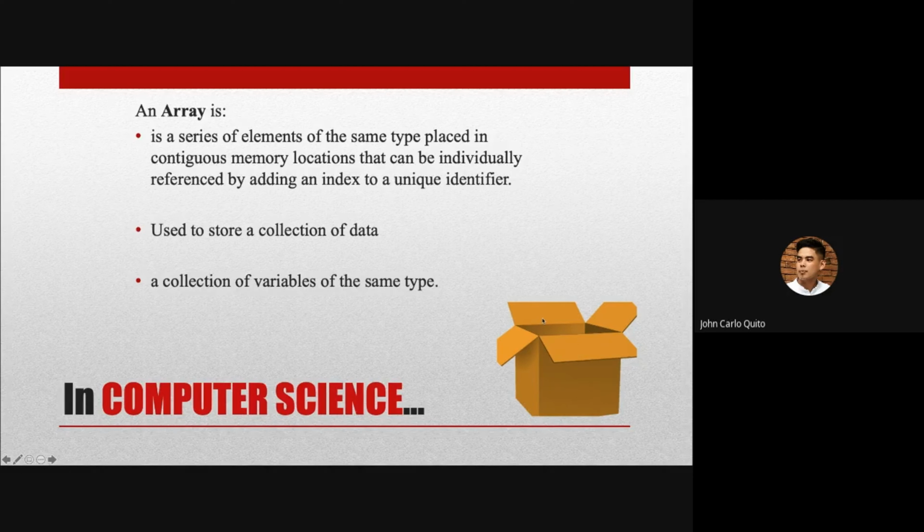It can hold only one value. So this box, let's say for example, can hold only one orange. It's a variable. Okay, but arrays are collections of variables of the same type. So it means we can put many variables in here with the same type. So that is the basic essence of an array.